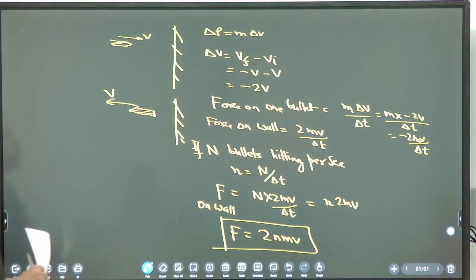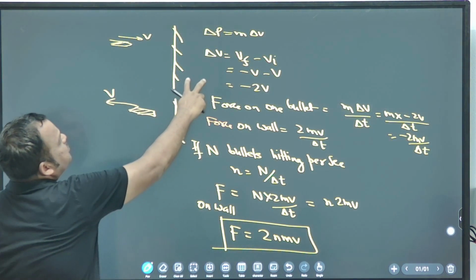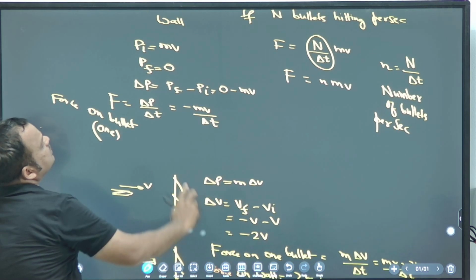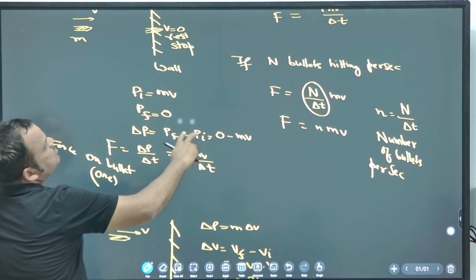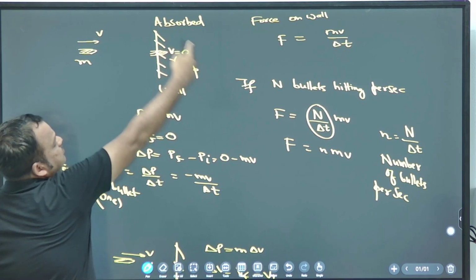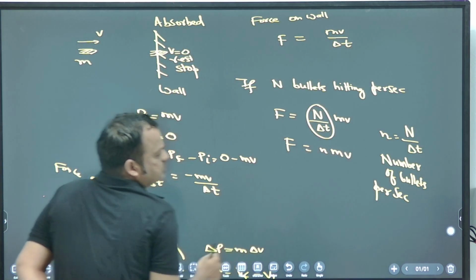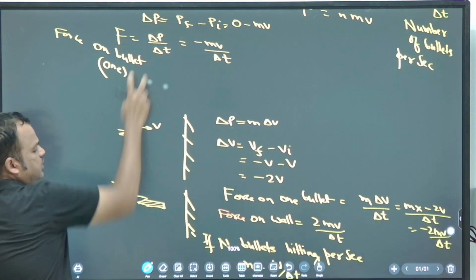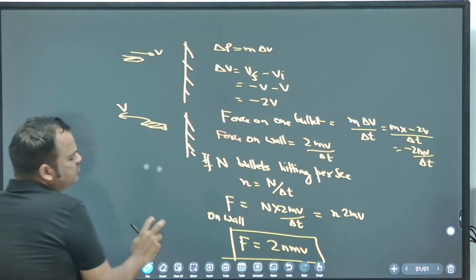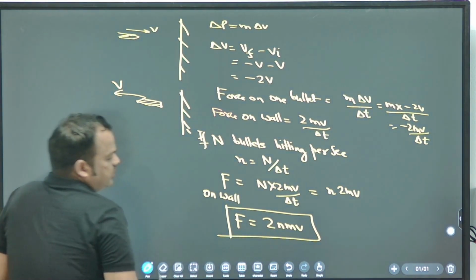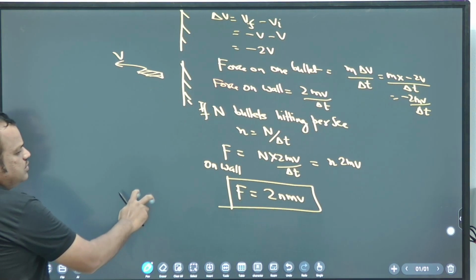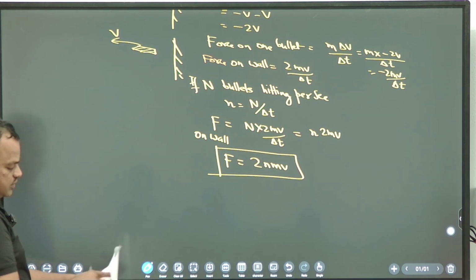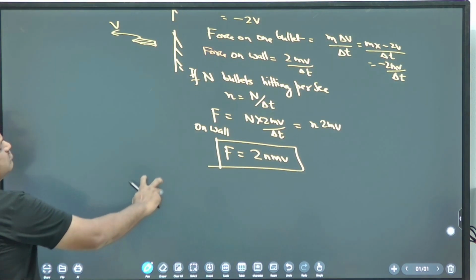Remember this. If the bullet is absorbed, then what is the force? nmv. If the bullet rebounds, then what is the force? 2 nmv. Clear? So, one question is there, the disc question, question 2.